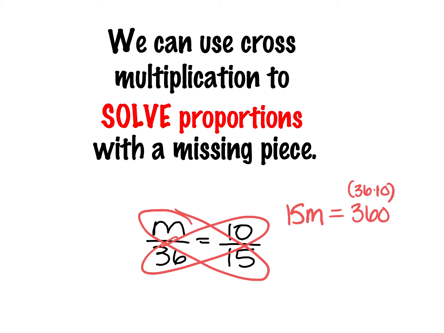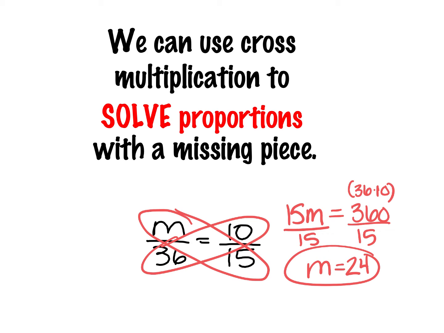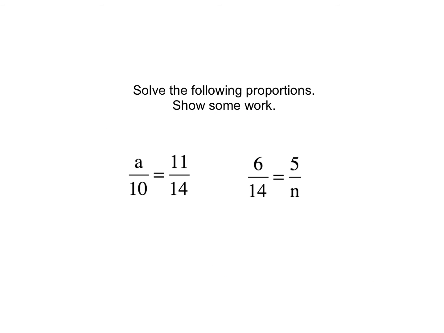Now it's just simply a one-step equation. So I'm going to divide by 15 on both sides, and when I divide by 15 on both sides, I get m equals 24. So I know that a 24 to 36 ratio is equivalent to 10 to 15 is what I'm just solving for. And we're going to look in a few minutes about when we would use this, what types of word problems or scenarios we would apply this to.